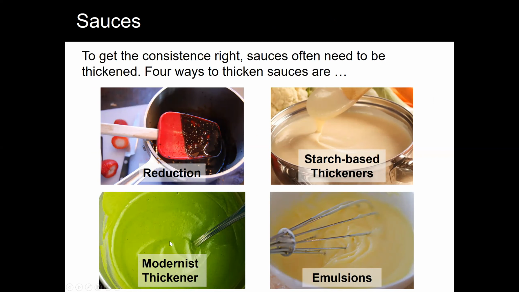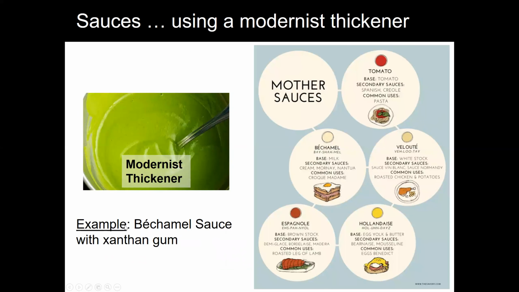All right, let's move on to modernist thickeners. So I'm going to talk about bechamel sauce again with our modernist thickener, but rather than thickening it with starch granules, which is what the previous discussion was about, we're now going to thicken it with xanthan gum.